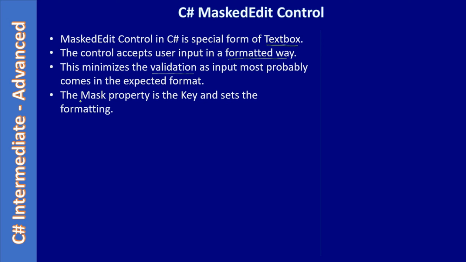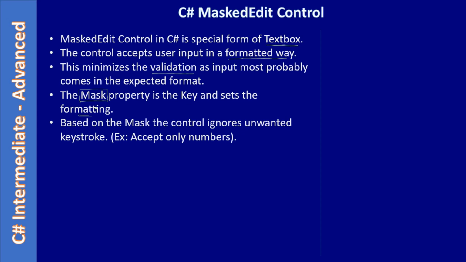So here the mask property is the key property. This is the property which helps in deciding the format. We will learn more about this mask property later, but for now you can remember that the mask property is the key and sets the formatting for the control. Based on the mask, the control ignores unwanted keystrokes.